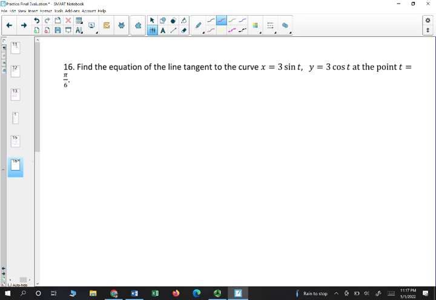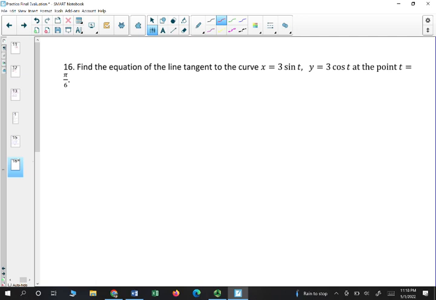Find the equation of the line tangent to the curve x equals 3 sine t, y equals 3 cosine t at the point t equals pi over 6. Originally I had pi over 2. Didn't work out nicely, so using pi over 6.